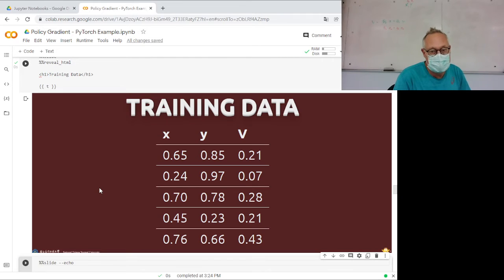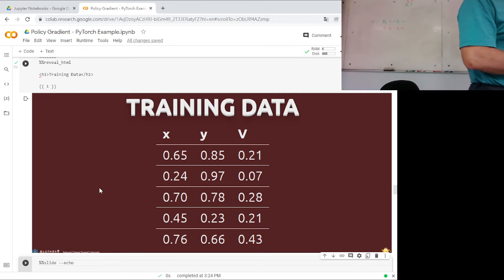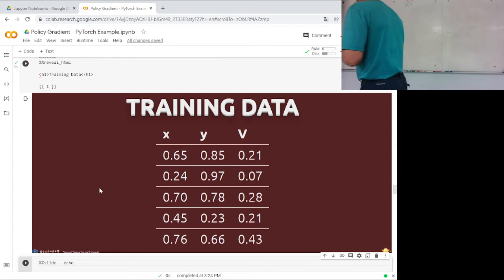So here's your training data, and calculate the linear regression for this training data. So x and y is what your input is, and theta 0, theta 1 is our weighing factor.